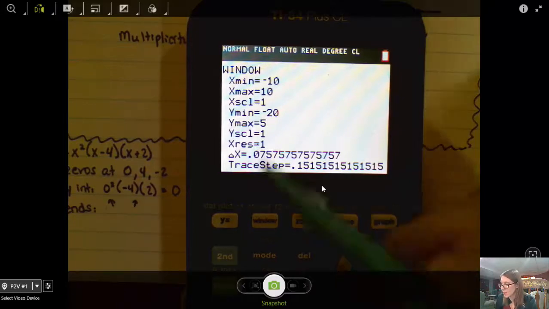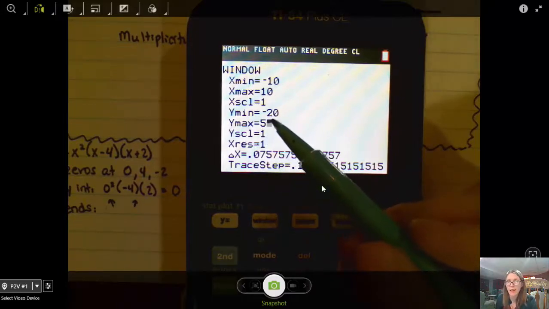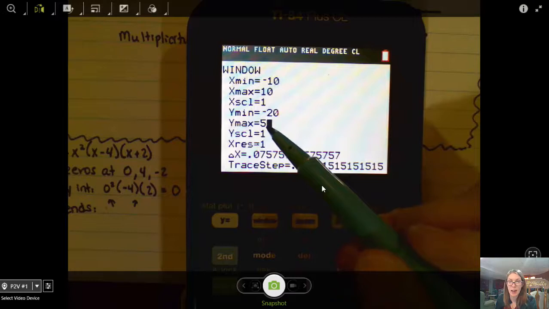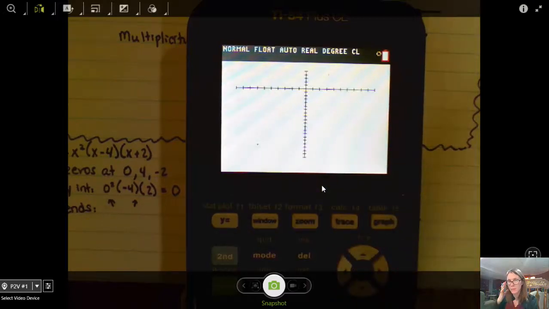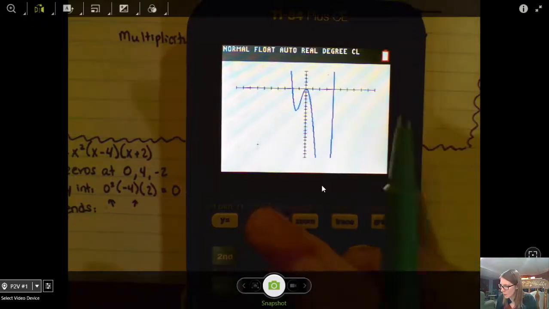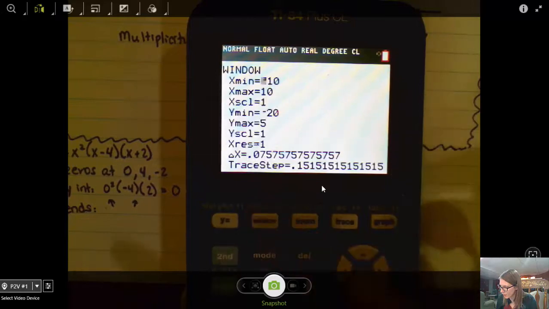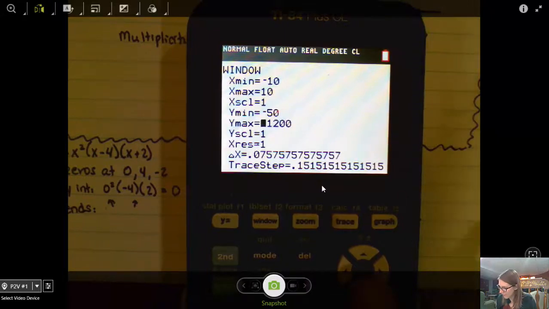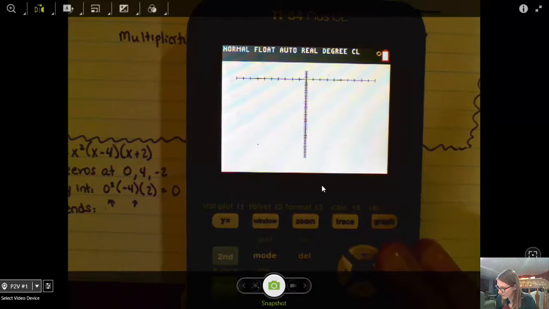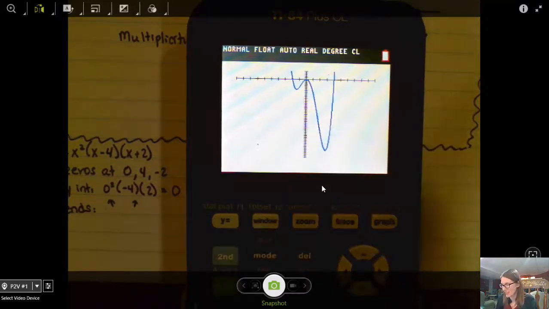Because I know I need to see further below, and I know I don't need to see any higher up. And I still need to see a little bit more. So back to my window. Try changing this to -3 and then y max 5 again. There we go. That gives us everything we need to see.